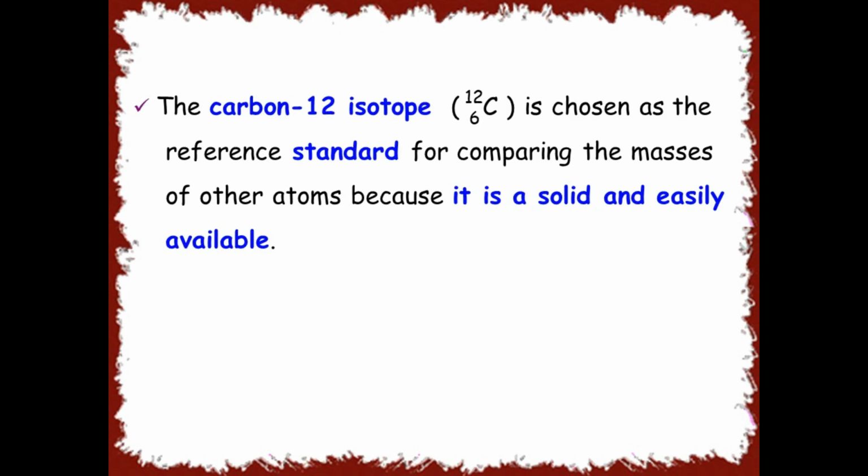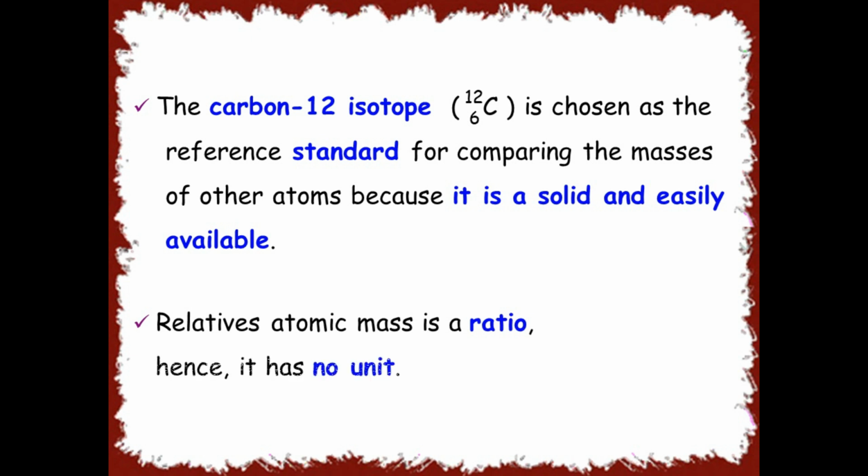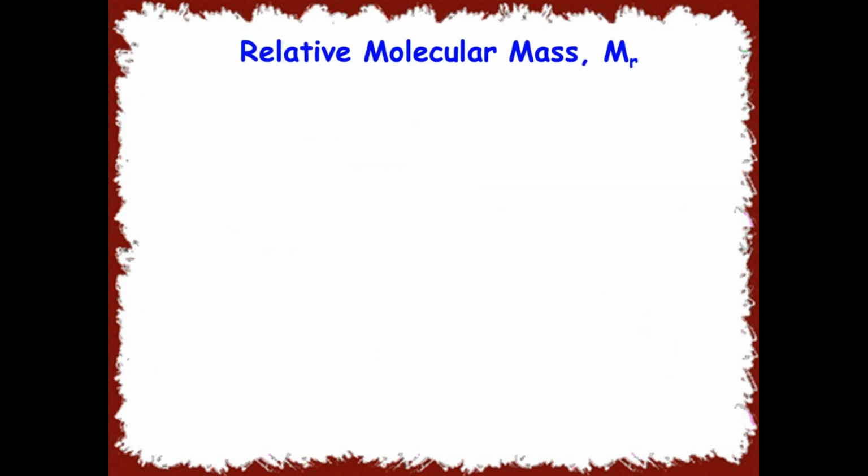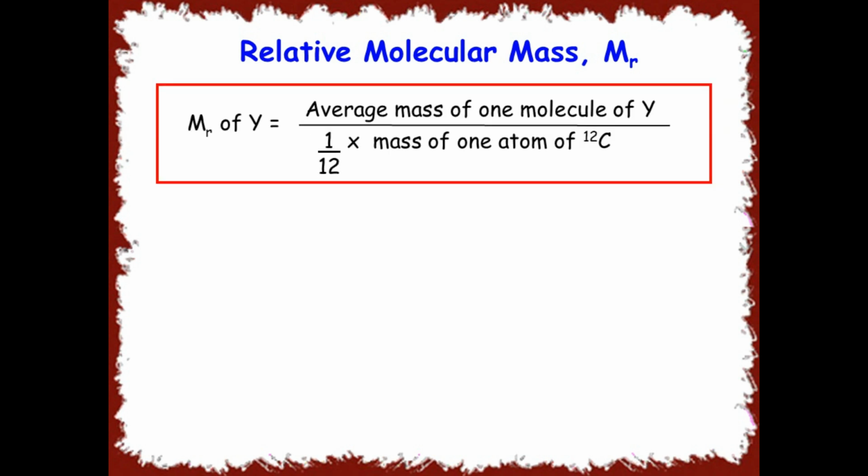The carbon-12 isotope is chosen as the reference standard for comparing the masses of other atoms because it is a solid and easily available. Relative atomic mass is a ratio, hence it has no unit. The formula of relative molecular mass is relative molecular mass of Y equal to average mass of one molecule of Y divided by 1/12 multiplied with mass of one atom of carbon-12.